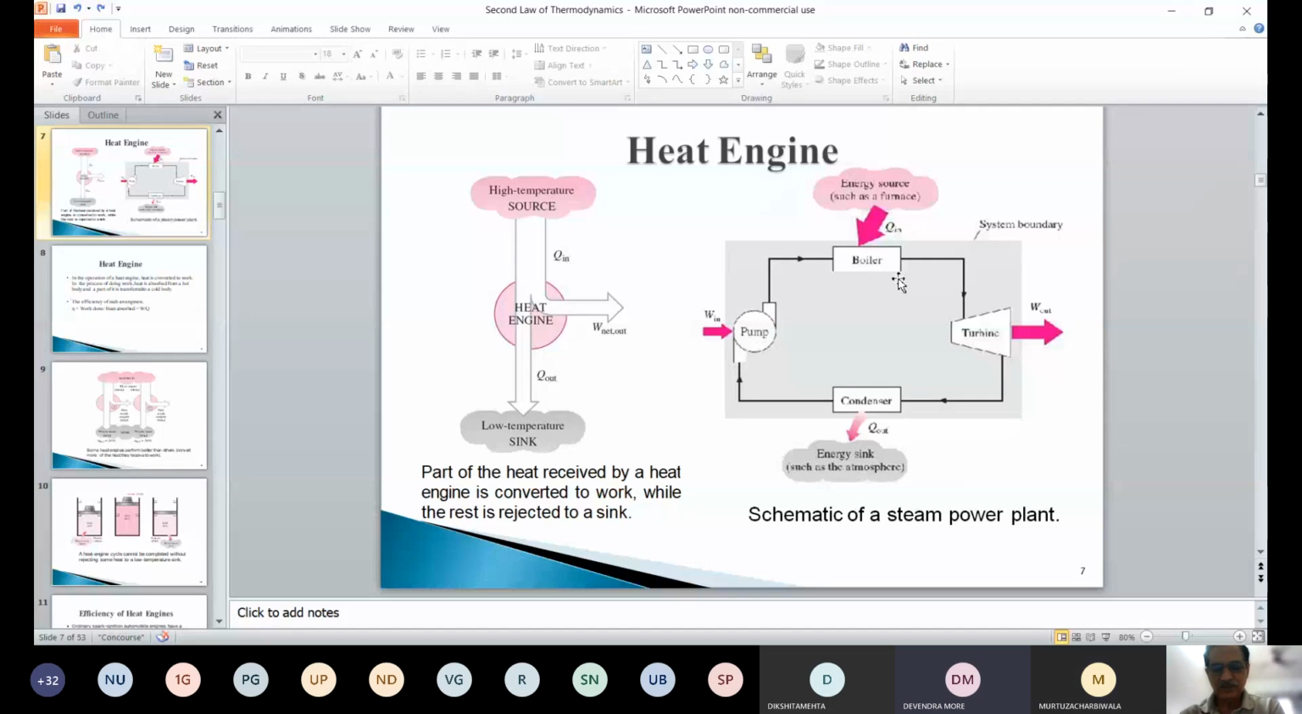Sir, in the boiler, I think the volume of the water increases. That is, it expands due to the temperature increase. Mm-hmm. Okay. Because it absorbs the heat at higher temperature. Okay. And what else happens?